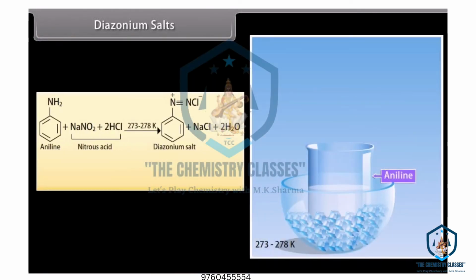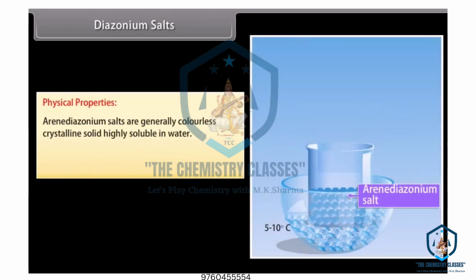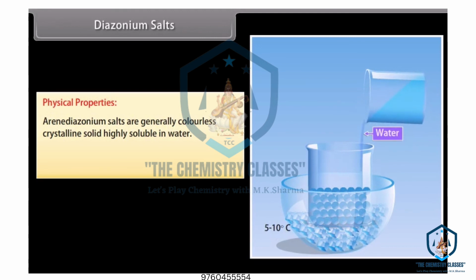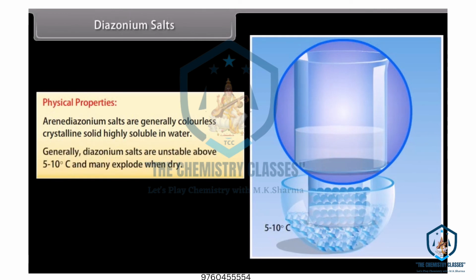Aniline reacts with cold aqueous solution of sodium nitrite and hydrochloric acid at 273 to 278 Kelvin and it produces diazonium salts. Diazonium salt is unstable, therefore cannot be stored. Physical properties. Arene diazonium salts are generally colorless, crystalline solids, highly soluble in water. Generally, diazonium salts are unstable above 5 to 10 degrees Celsius and many explode when dry.